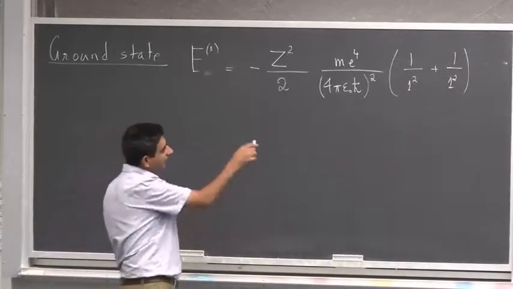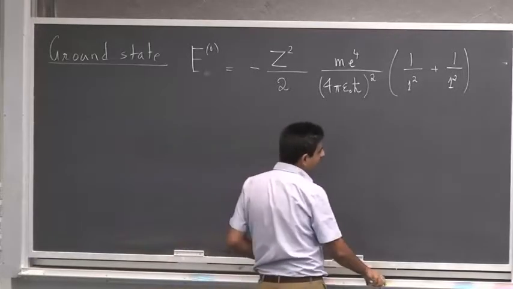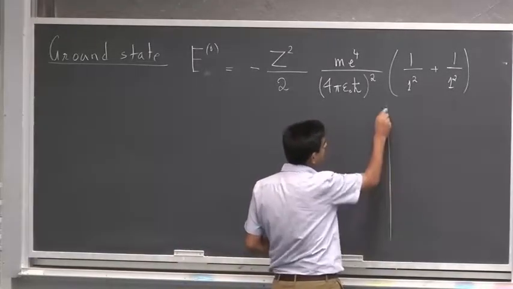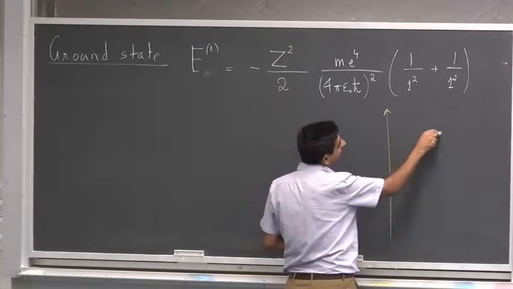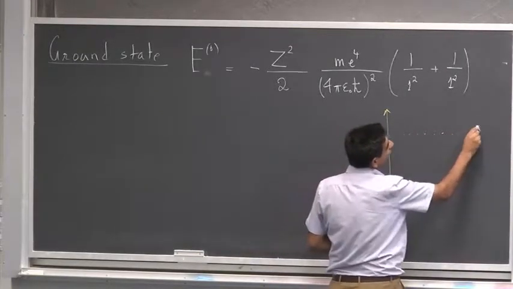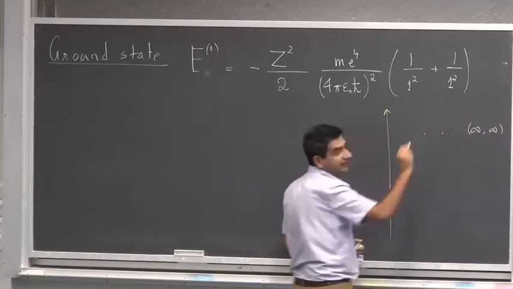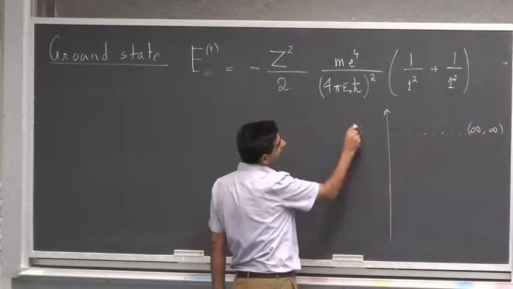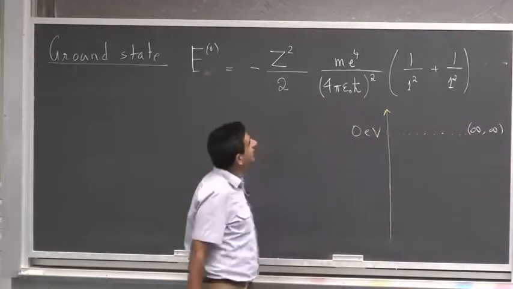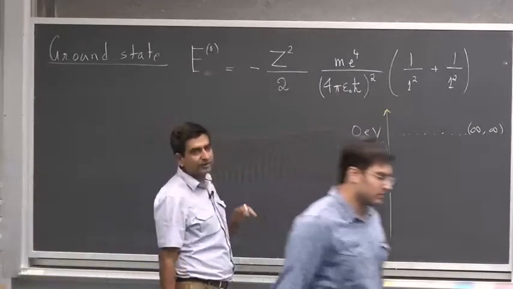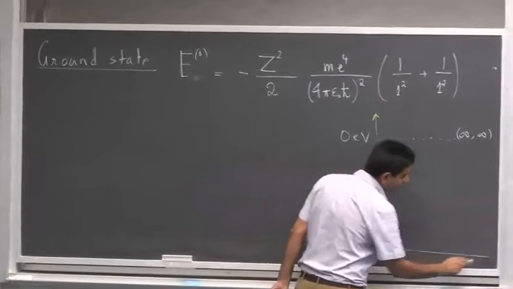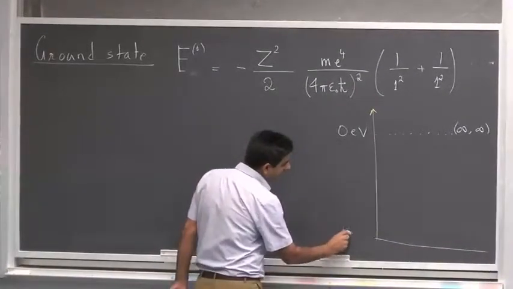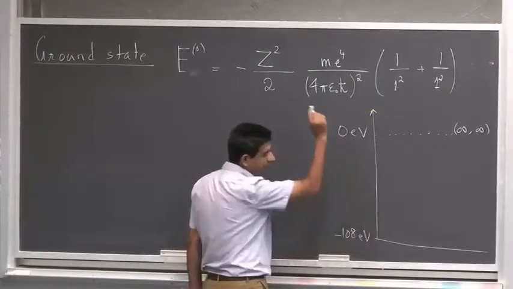And if you calculate all of this, and if you make an energy level diagram, this is the energy axis. Here you have the ionization level, which means that both electrons have a principal quantum number n equal to infinity. You set this to 0 electron volt. This energy for helium in the ground state, when Z equals 2, is calculated as minus 108 electron volts.